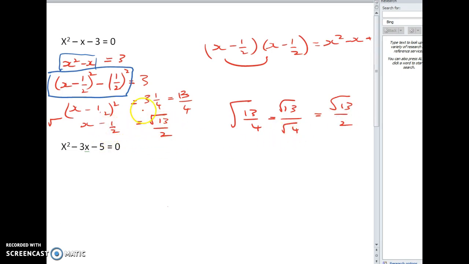Therefore, just remember that if you're square rooting, you have a plus or a minus. And the last thing you have to do is take the minus a half over, which makes it a positive half, plus or minus root 13 over 2. This goes on to 1 plus or minus root 13 over 2, which is neater rather than having the two halves separately.